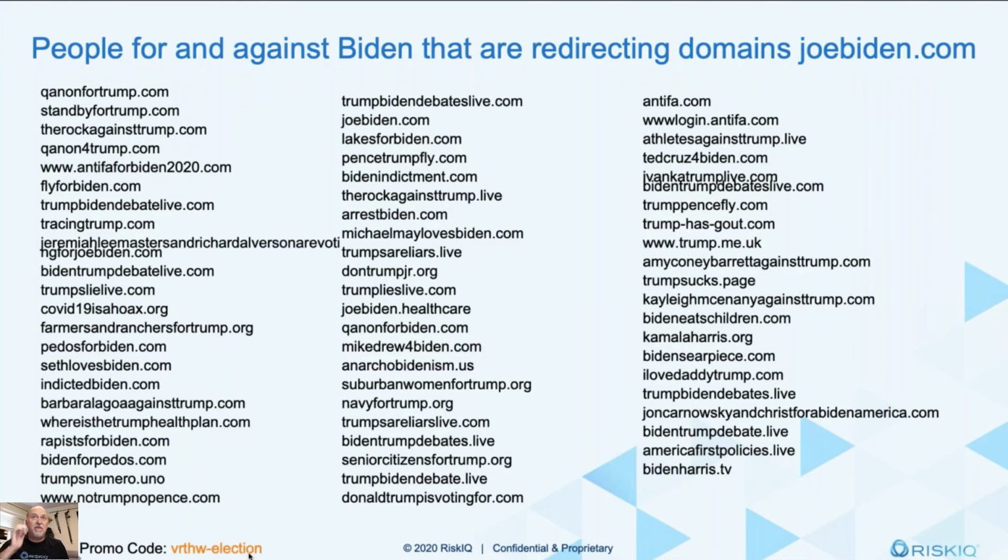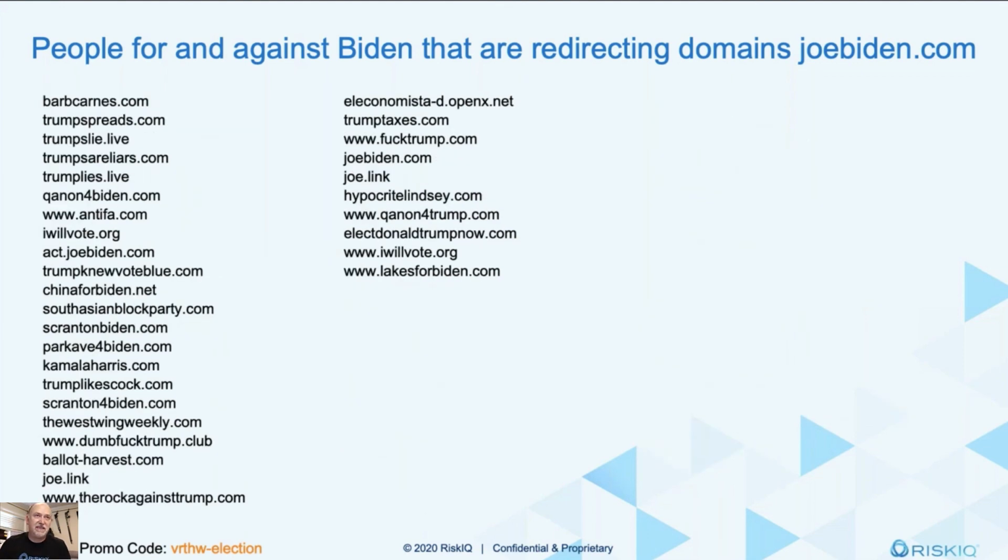But if we take a look at the websites that are for and against Joe Biden, you'll see Antifa links to Trump. Don Trump Jr. links to Biden. Antifa links to Biden. Trump has gout. Tracing Trump. Senior citizens for Trump all go to Joe Biden. Okay, and we have two pages of these. Both candidates are doing this, or they can't control this because somebody can go buy a domain and do it, but they should not ask for this to happen.